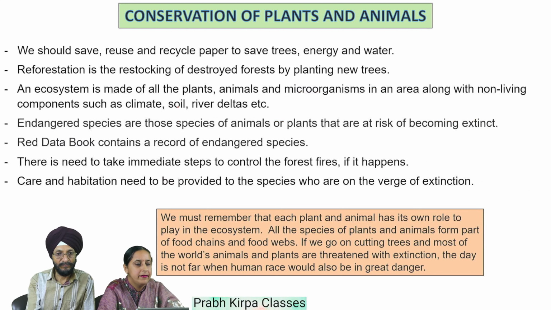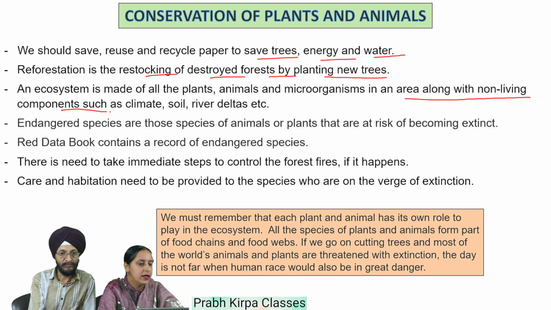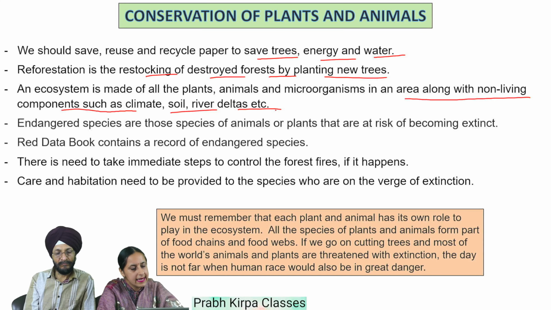We should save, reuse, and recycle paper to save trees, energy, and water. Reforestation is the restocking of destroyed forest by planting new trees. An ecosystem is made of all the plants, animals, and microorganisms in an area, along with non-living components such as climate, soil, river deltas, etc.